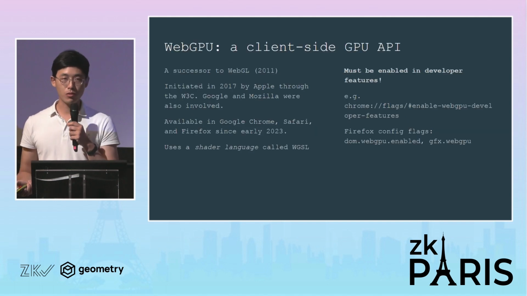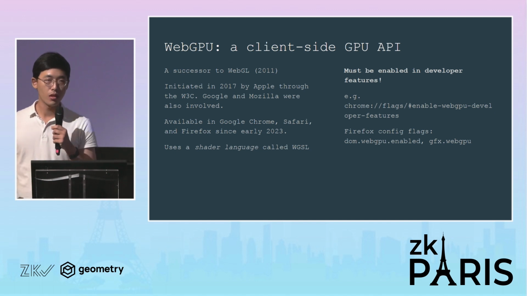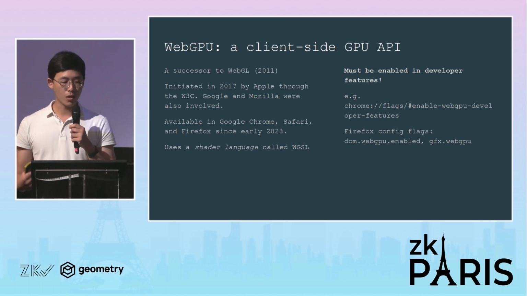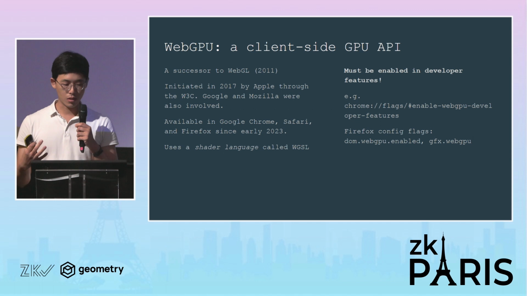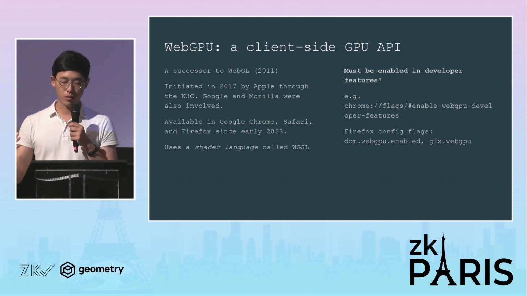So WebGPU is a relatively new API for the web. It's a standard by the W3C. Big companies in the browser space like Google, Microsoft, Mozilla, Apple were all involved in the creation of this API over the past few years. They started working on this in 2017, and I believe that soon it will be available in these browsers, Chrome, Firefox, Safari.